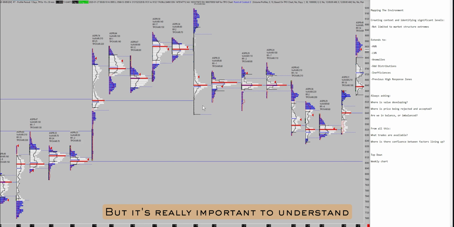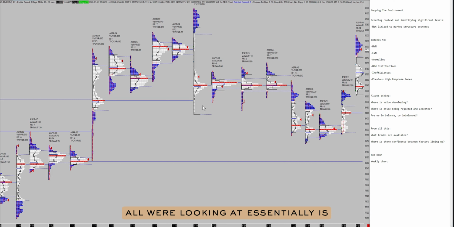But it's really important to understand what the whole purpose of all this is, right? So the purpose of market profile is really just to get a more contextualized map of the environment, right? So we're mapping the environment. That's all we're doing. We're creating context and we're identifying significant levels within structure. So the obvious, most popular way of mapping out the environment in trading is through the use of market structure. And this is by itself limited.